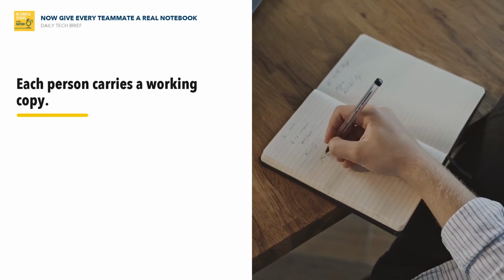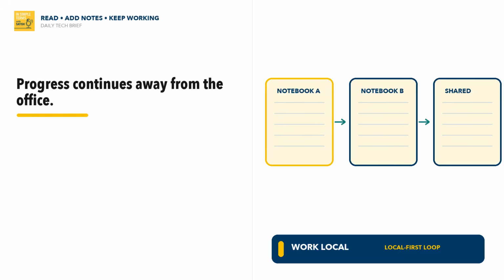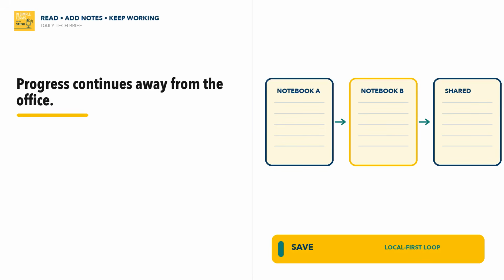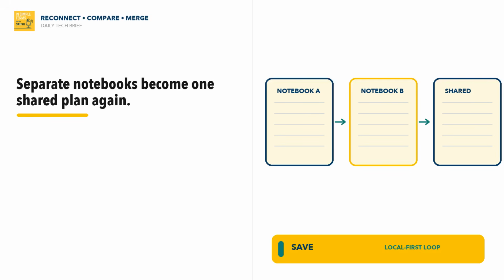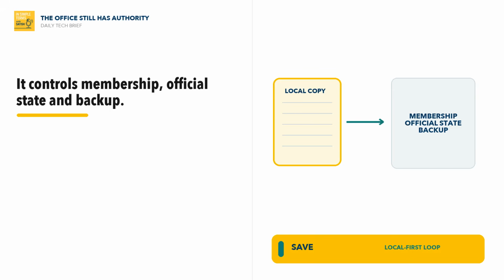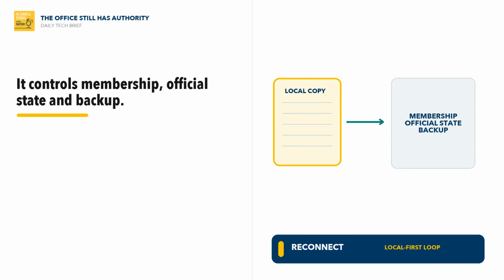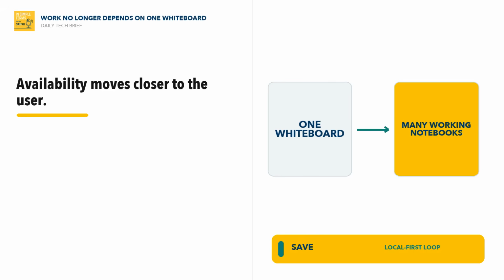Local first is more like every teammate having a real notebook. Each person can read the plan, add notes, and keep working even while away from the office. Later, when everyone reconnects, the notebooks are compared and merged into the shared plan. The office still matters. It can decide who is allowed on the trip, which version is official, and where the backup lives. But useful work no longer depends on standing in front of the one whiteboard. That is the core idea.